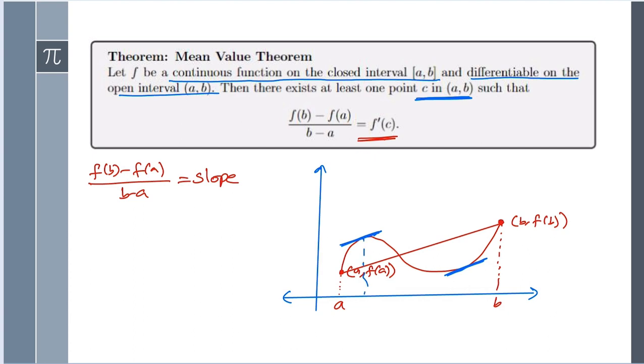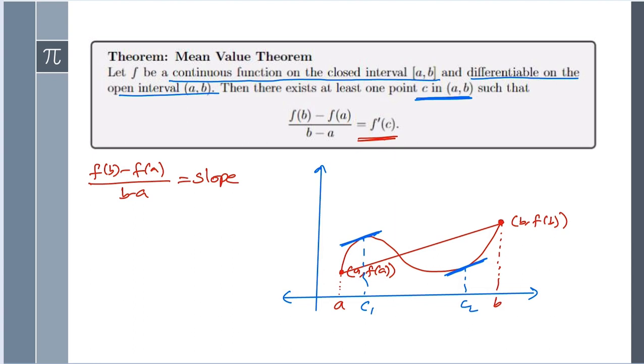So this is, let's say, C sub 1 and this is C sub 2. Okay, so this says that if the function is continuous and differentiable on a closed interval AB, then we must have at least one point in between A and B such that the slope of the tangent line at that point is equal to the slope of the secant line going through A and B. Okay, so that's all this one says.